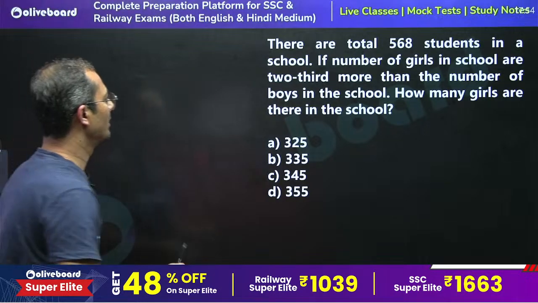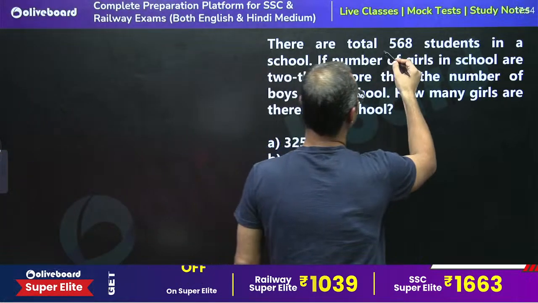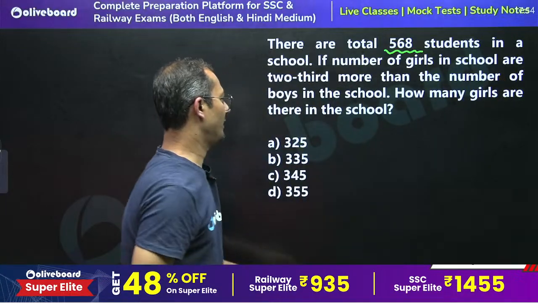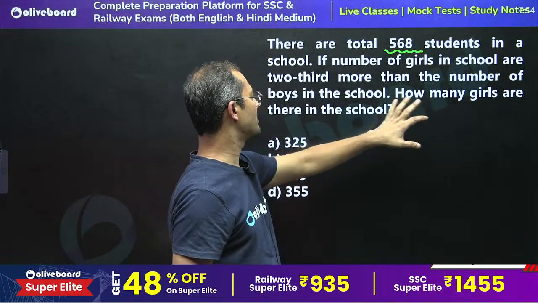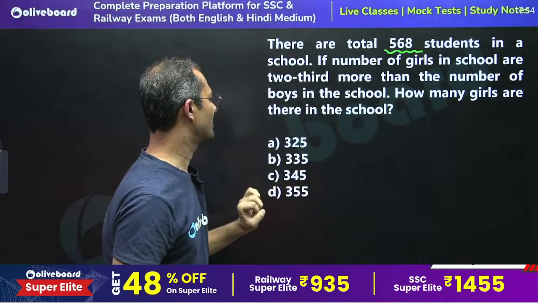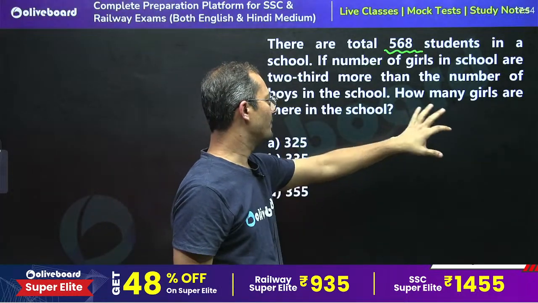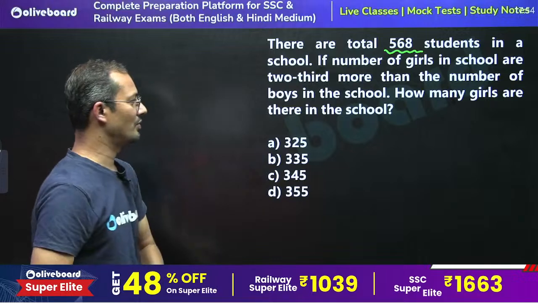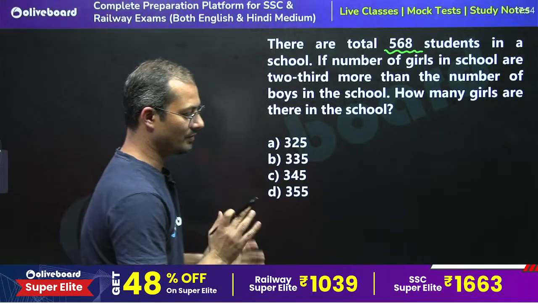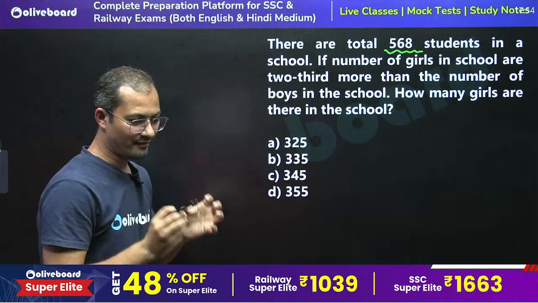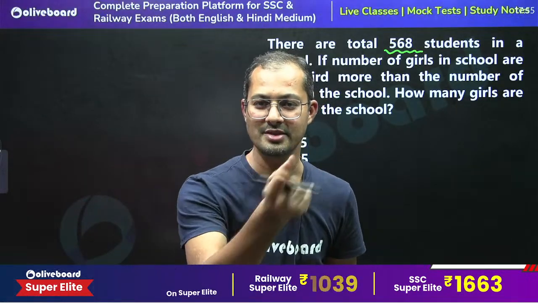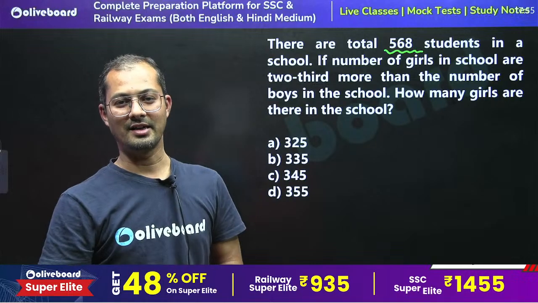See, there are a total of 568 students in a school. If the number of girls in the school is 2/3 more than the number of boys, how many girls are there in the school? Tell me how many girls are there in the school. See, if you have an understanding of fractions, you can solve it in just a single click.